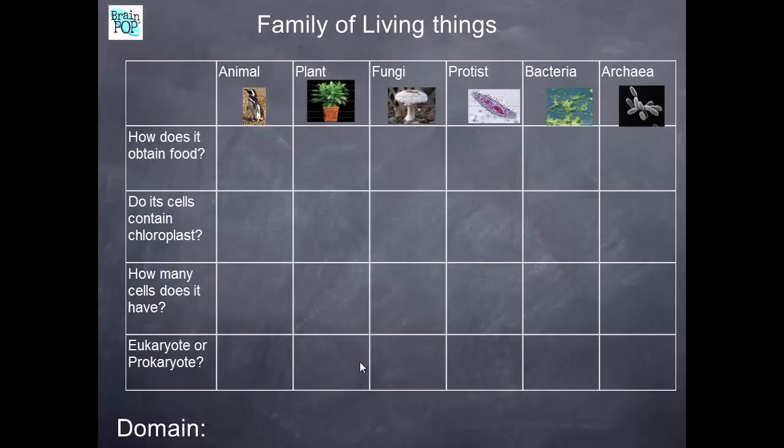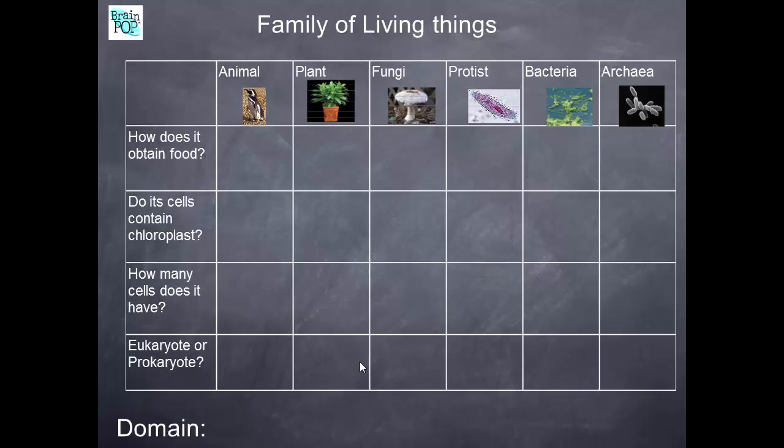Let's summarize a little bit here. So we're going to be talking about a few different characteristics of each of these different kingdoms. So again, we have our 6 kingdoms: animals, plants, fungi, protists, bacteria, archaea. And let's talk about their characteristics and sort of summarize that here.